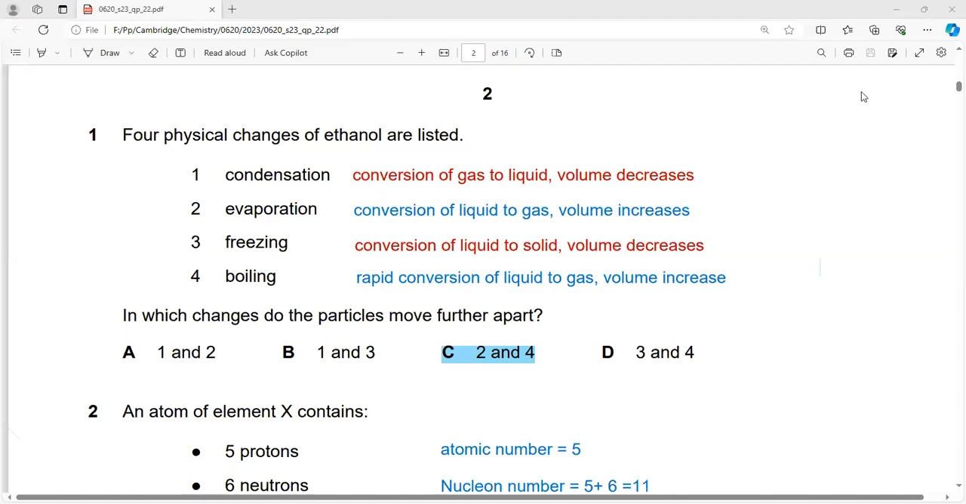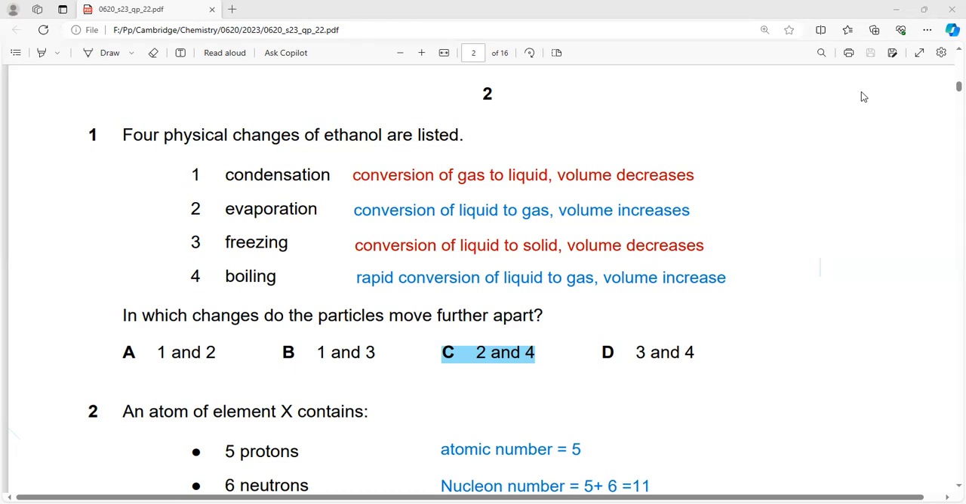Four physical changes of ethanol are listed. Condensation is the conversion of gas to liquid, evaporation is the conversion of liquid to gas, freezing is the conversion of liquid to solid, and boiling is a rapid conversion of liquid to gas. In which changes do the particles move further apart? In which changes is the volume increasing, so the particles are moving away from each other?